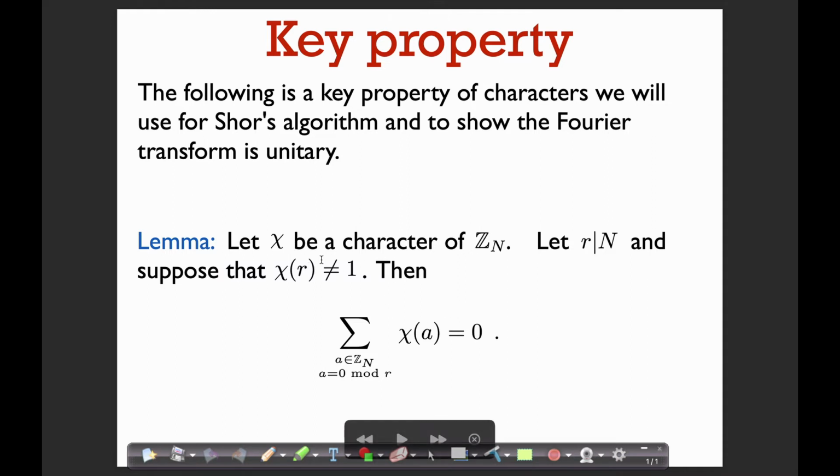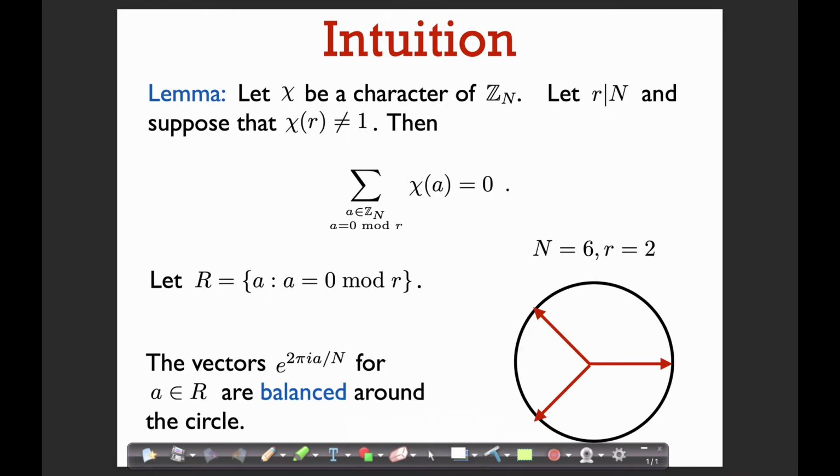So let chi be a multiplicative character. Suppose that r divides n, and that chi of r is not equal to 1. Then if you look at the sum over all a that are 0 mod r of chi of a, that sum is 0. So this is our key lemma. And just to get some intuition for what's going on here, the idea is if we look at this set R of all things that are 0 mod r, well, this set is kind of well spaced.